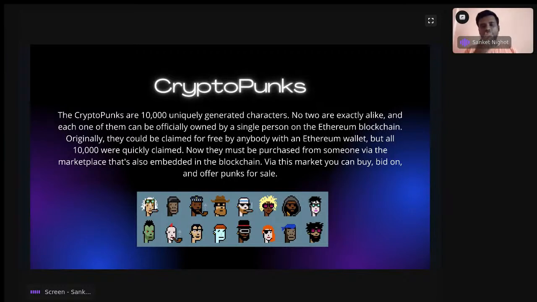Each one is owned by a single person on the Ethereum blockchain. Whoever owns it will be the only person who has that NFT, and there will be no other person on the blockchain who has the same NFT. Originally, they could be claimed for free by anybody. When the project was created at first, anyone was able to own it for free. But after everyone claimed it, there was OpenSea, an NFT marketplace, and people started trading them.